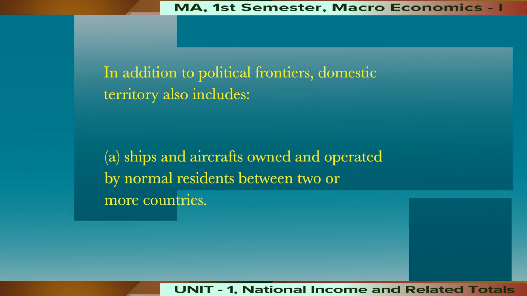between two or more countries. For example, planes operated by Air India between Russia and Japan are part of the domestic territory of India. Similarly, planes operated by Singapore Airways between India and Japan are a part of the domestic territory of Singapore.